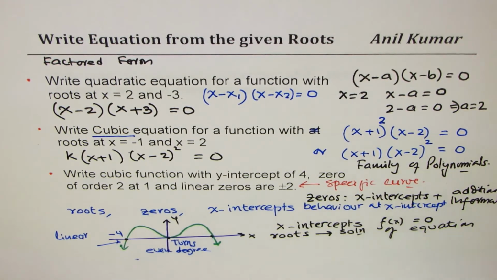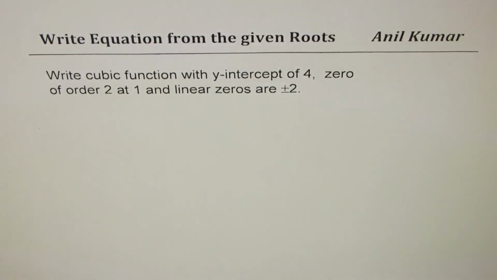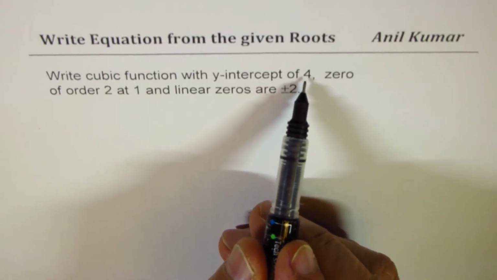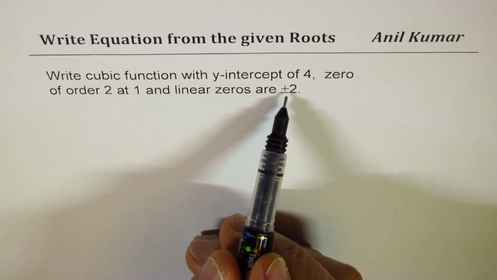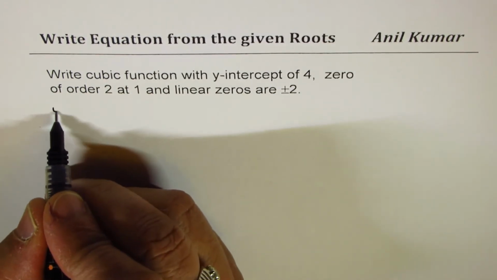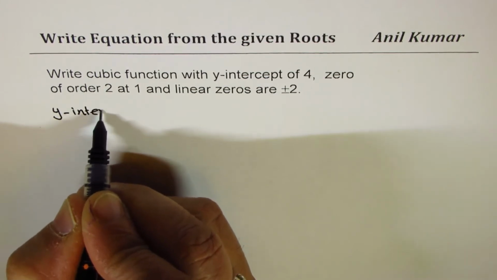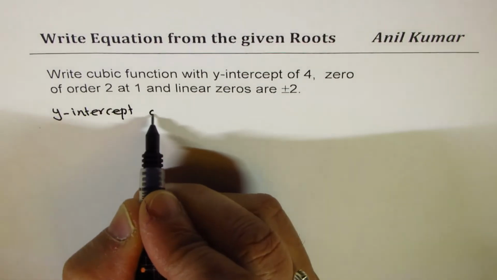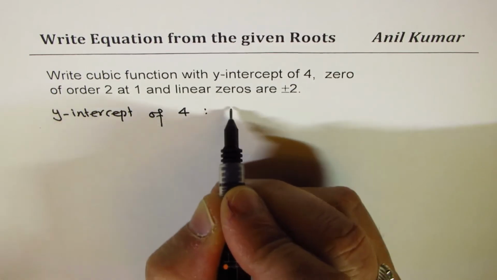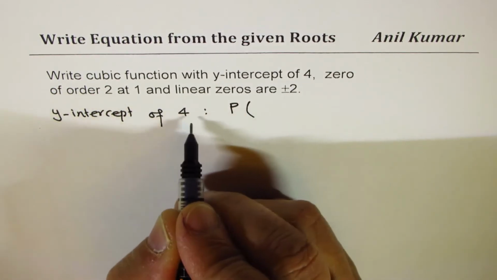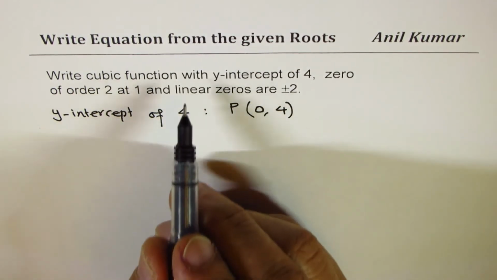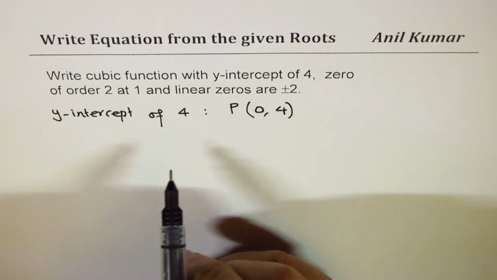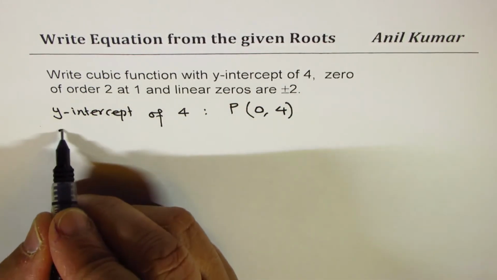Now let's do the third question, which is, write a cubic function with y-intercept of 4, zeros of order 2 at 1, and linear zeros at plus minus 2. So what we're given here is, we say y-intercept of 4. It really means that there's a point P where the x value is 0 and y value is 4. So the curve of the function goes through this point. One thing, correct? Then we have zeros.